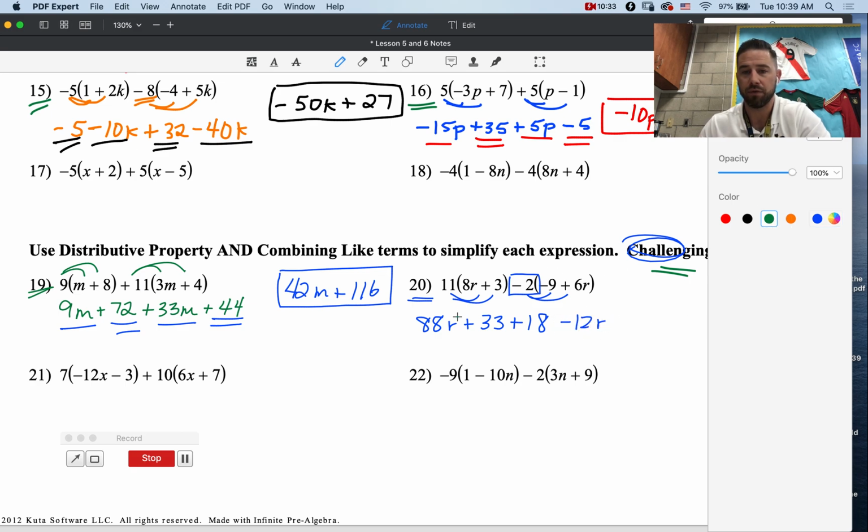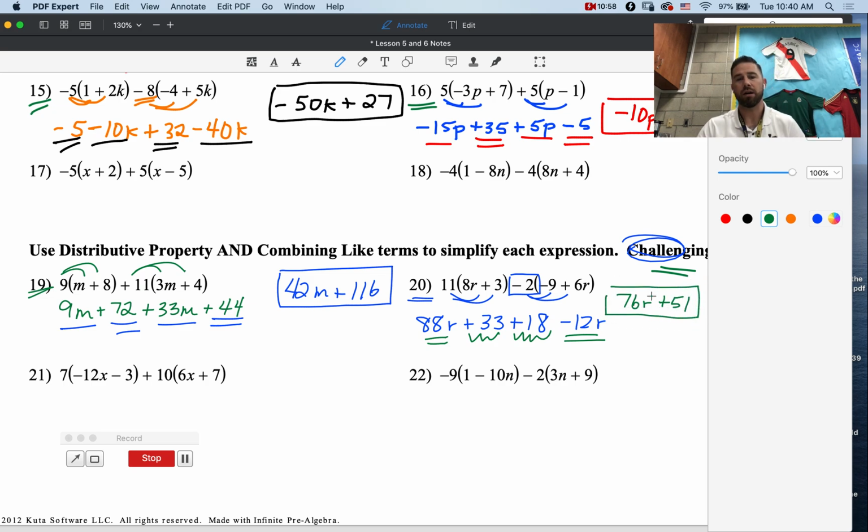Okay, this one might be challenging for me because I don't know my r's and my r's. What's 88 minus 12? 76, maybe? 76r. And these guys, 33 plus 18, I think it's 51. And I always like to box my answers.